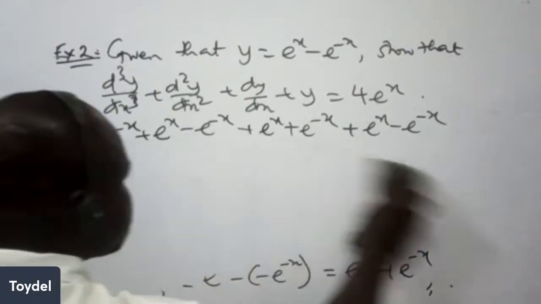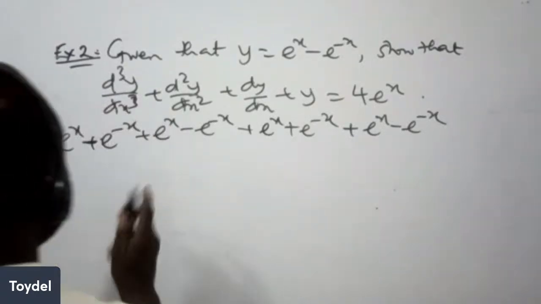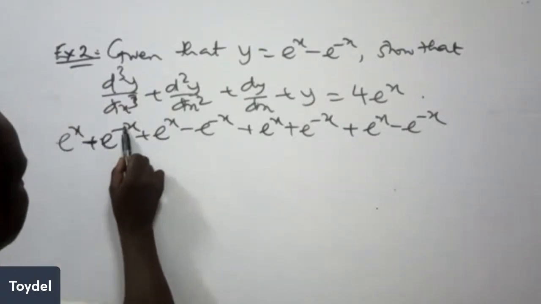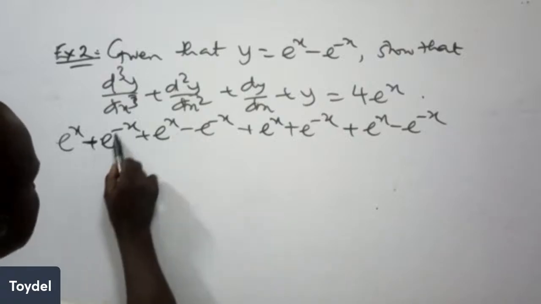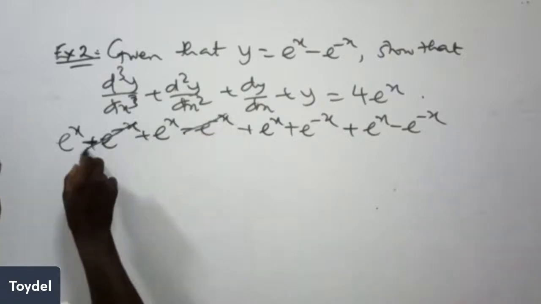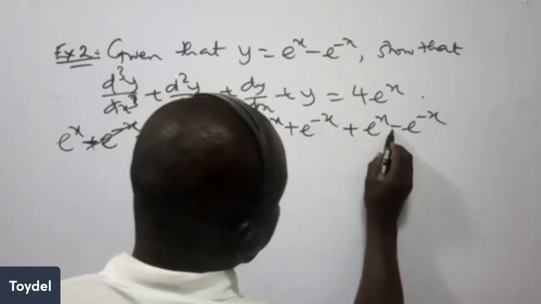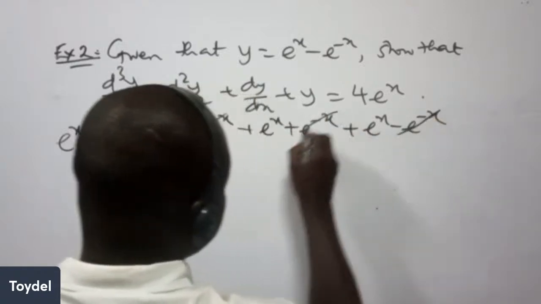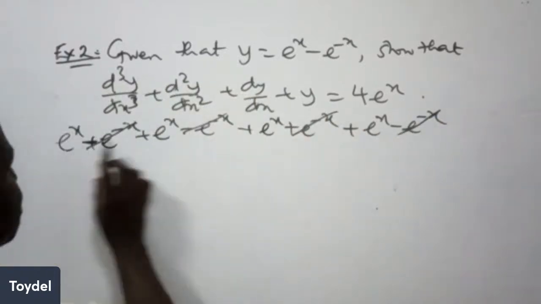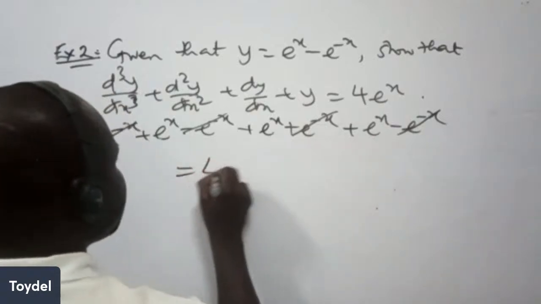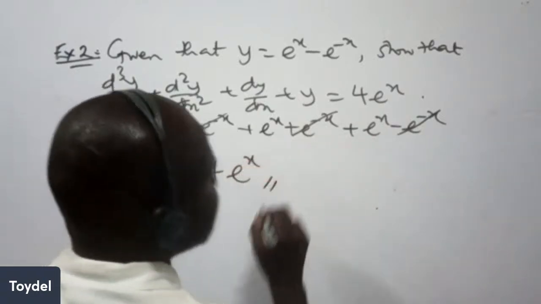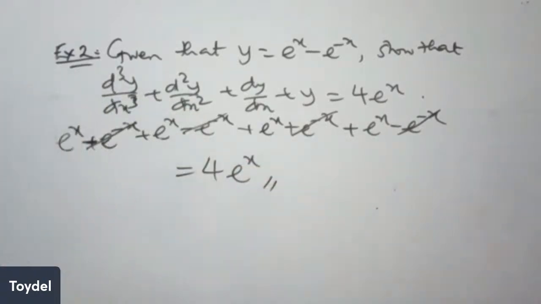So now let's simplify this further. This is e^(-x) plus e^(-x) minus e^(-x), we cancel out. This is plus e^(-x) minus e^(-x), we cancel out. At the end of the day, we are left with 1, 2, 3, 4. We are left with 4e^x. And that is what we are asked to show. And we have been able to show that.